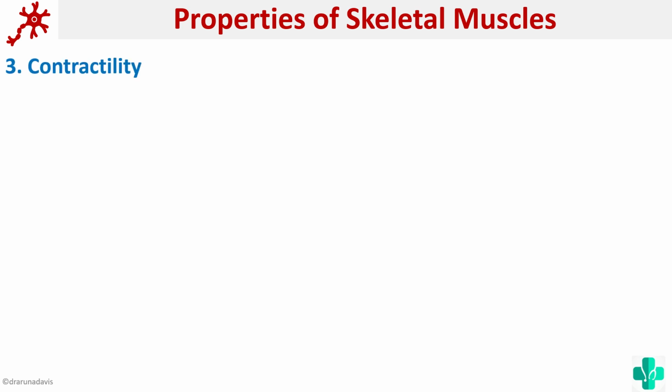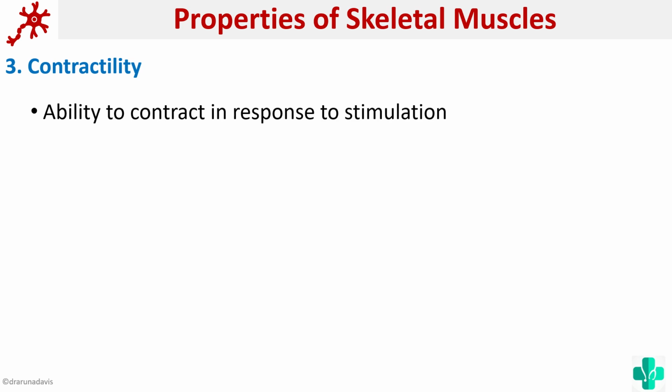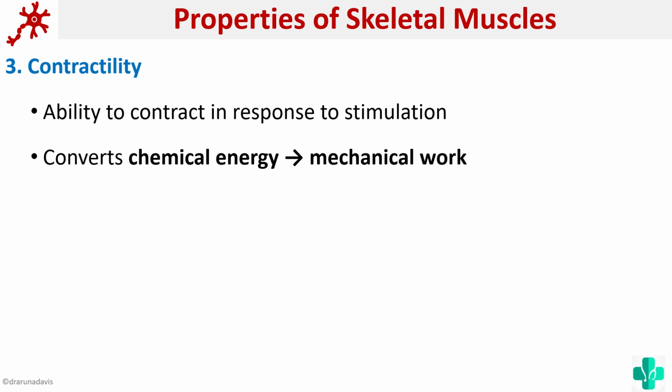Next, contractility. What do you mean by contractility? As I said before, when you give a stimulus, they respond. That is excitability. How do they respond? By contracting. So that is meant by contractility: the ability to contract in response to stimulation. So they're converting the chemical energy to mechanical work, right?